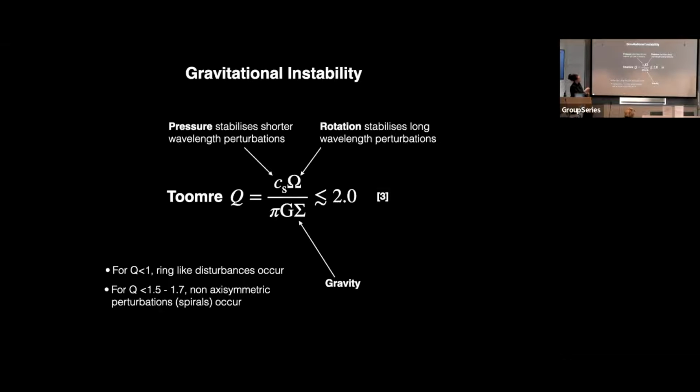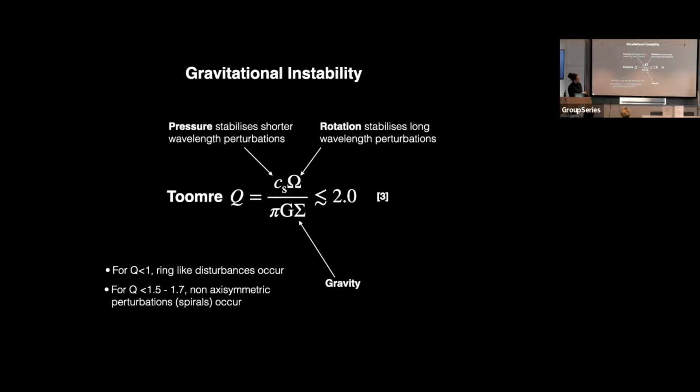The pressure component from the sound speed stabilizes shorter wavelength perturbations. The rotation stabilizes longer wavelength perturbations. Both of those are acting against gravity. If gravity wins, the Toomre Q parameter drops, and then you get shock heating, the pressure starts to increase and Q goes back up again. It settles into a quasi-steady state.